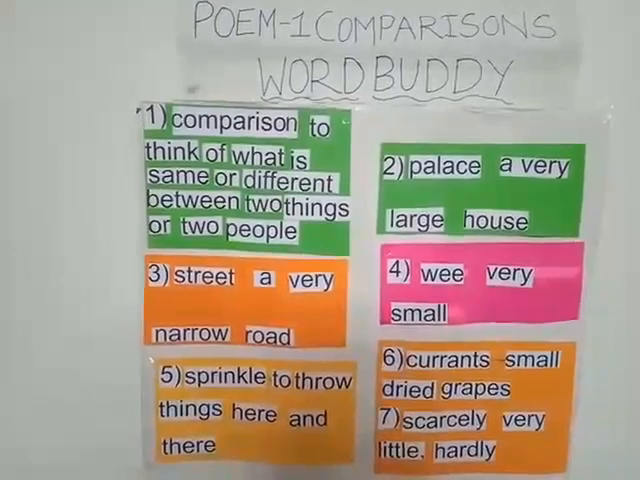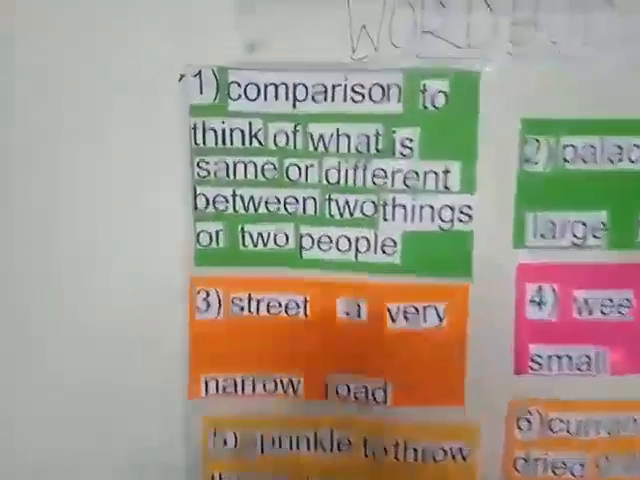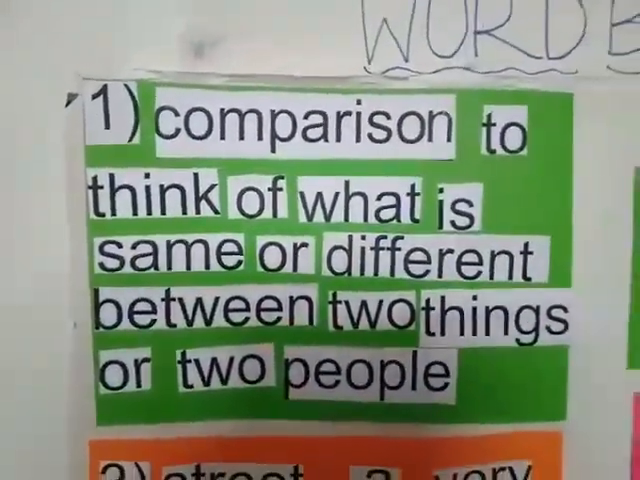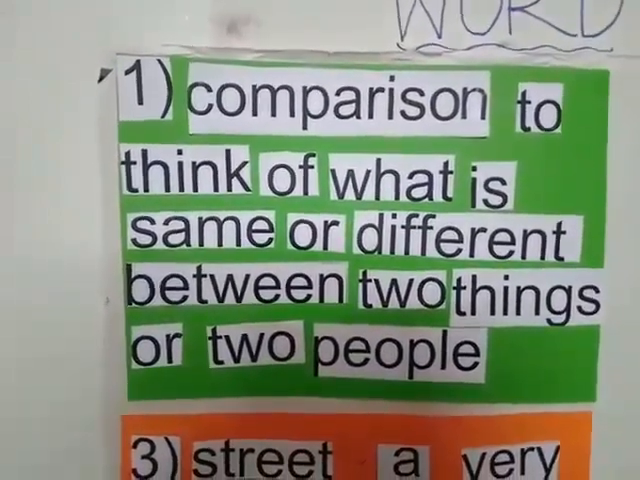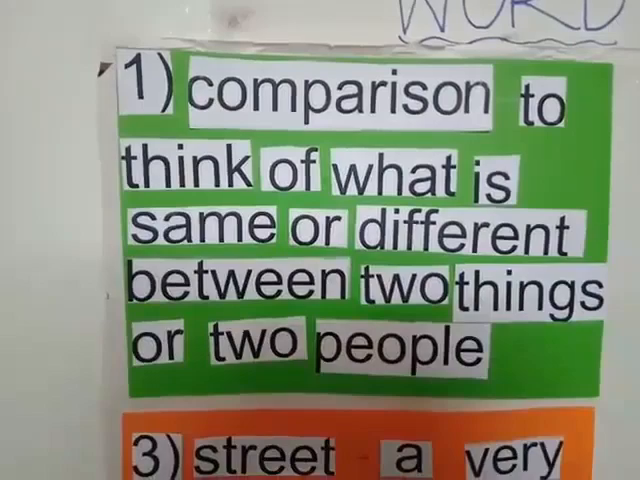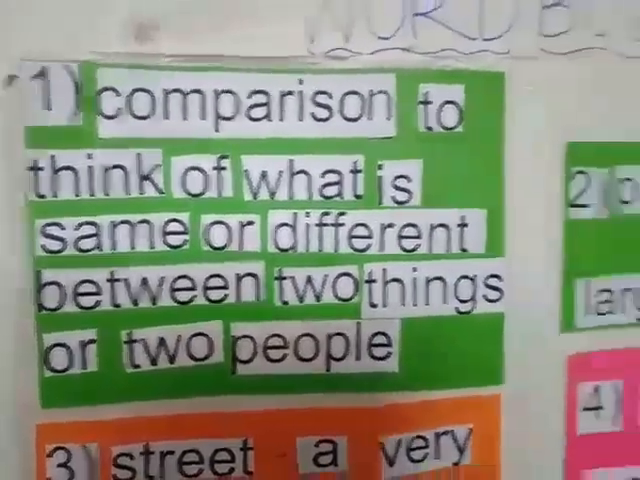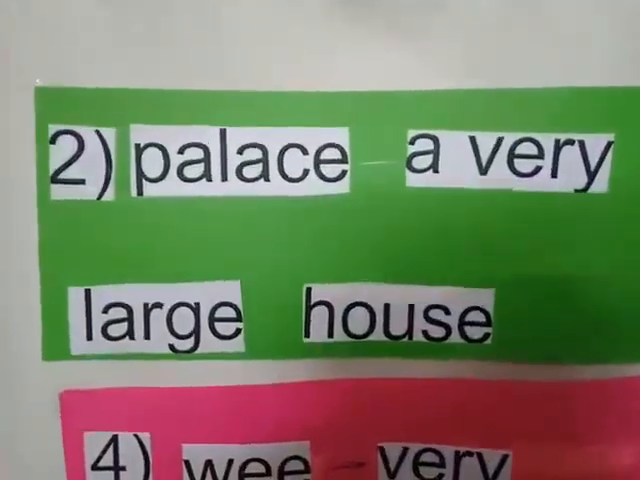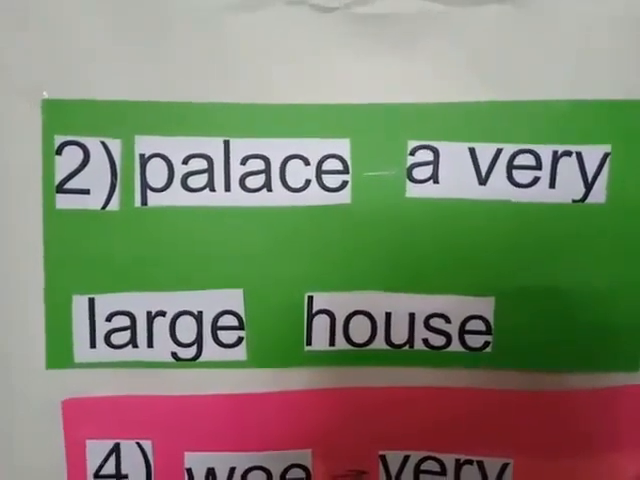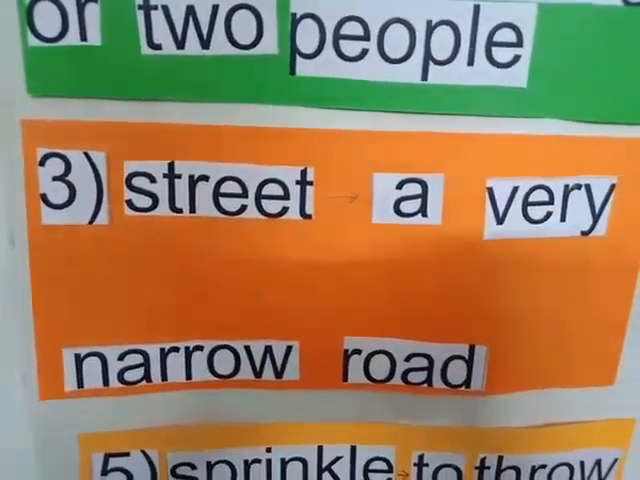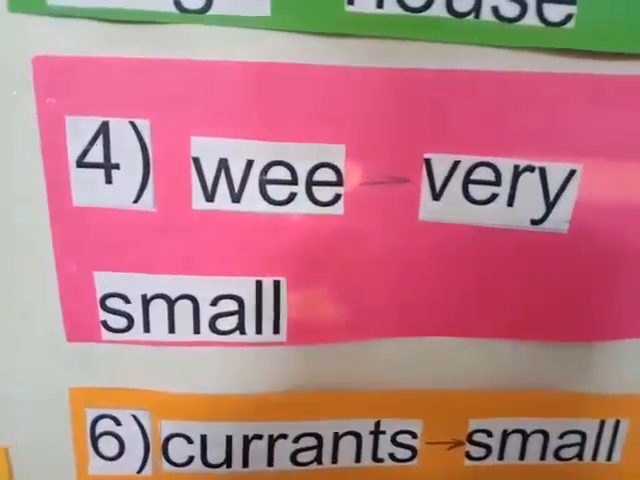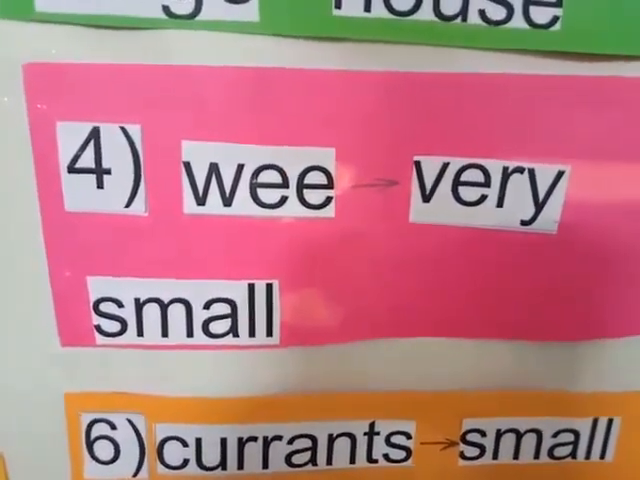Kids, here we are starting with the word buddy. First one is comparison, to think of what is same or different between two things or two people. Second one is palace, a very large house. Third one is street, a very narrow road. Fourth one is we, very small.